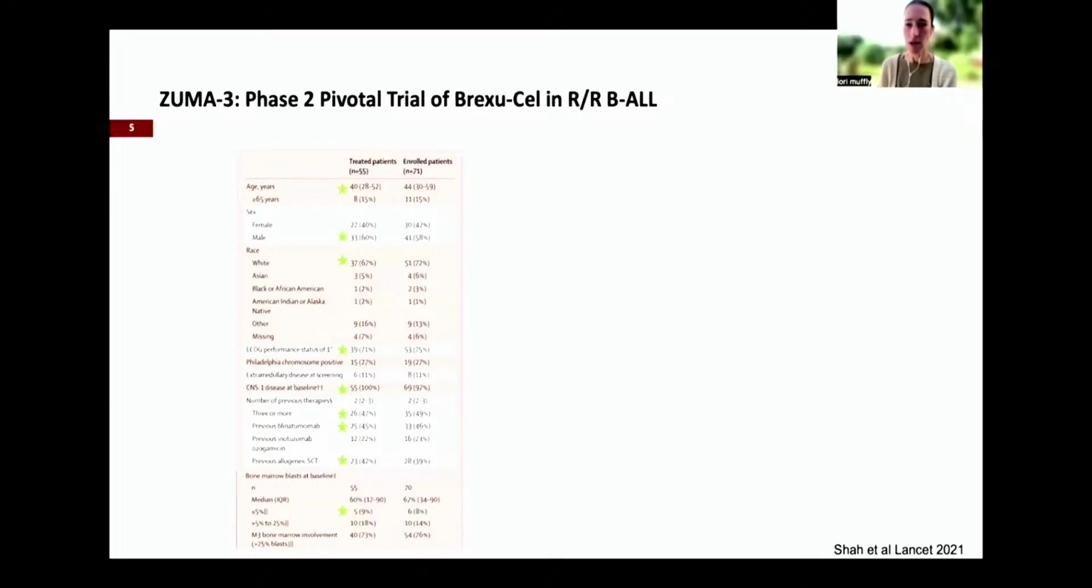None of these patients, importantly, at time of enrollment had CNS involvement. They were all CNS 1. The majority of them had received 3 or more prior lines of therapy, including blinatumomab, 22% inotuzumab, 42% prior allo. And when we look at the bone marrow blasts at baseline, you can see that the majority of patients had greater than 25% bone marrow blasts when they enrolled in this trial.